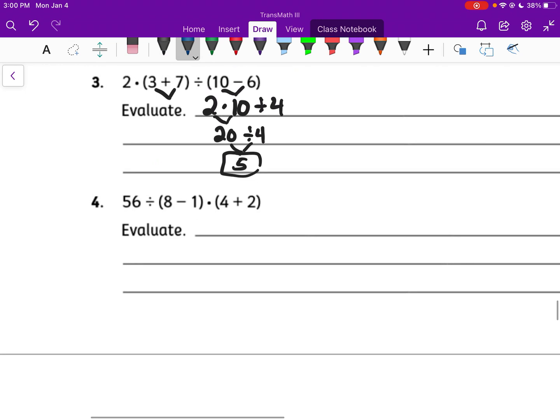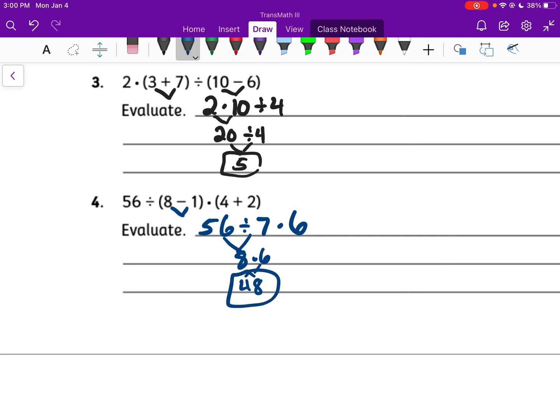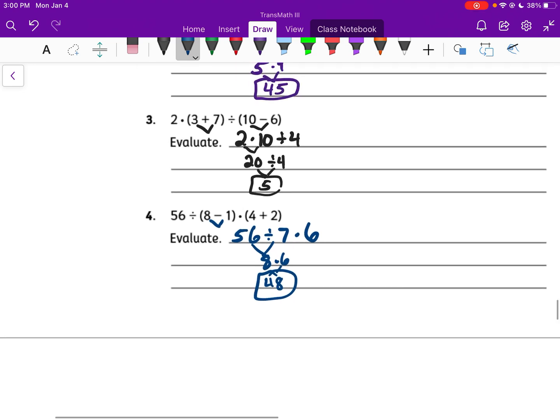Okay, number 4. Got, again, 2 sets of parentheses, so I'm going to take care of those first. Just rewriting that 56 divided by 8 minus 1, which will get 7, times 4 plus 2, which will give us 6. Okay, again, division and multiplication left, so we're just going to work from left to right. 56 divided by 7, we'll get 8 times 6. 8 times 6, 48. So that is our answer when we evaluate that expression.